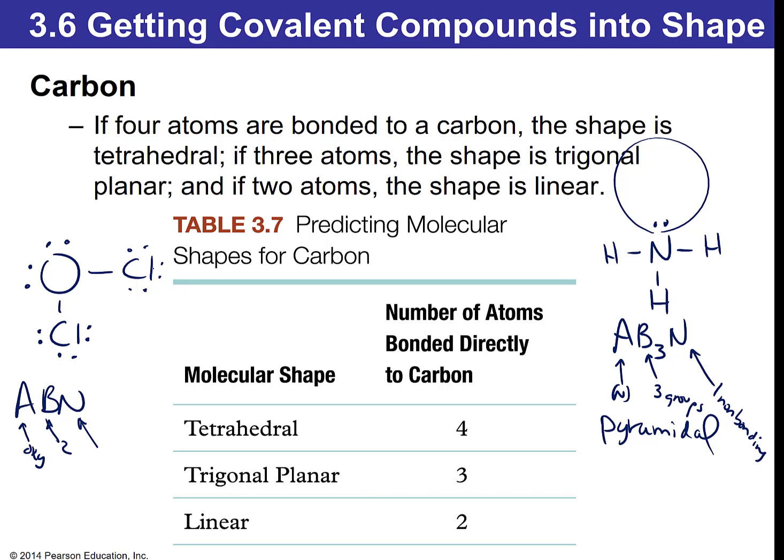It doesn't matter what's around the chlorine. It matters what's around the central atom. So when you do this, you're only looking at the one in the middle. If the oxygen's in the middle, it has 2 groups connected and 2 non-bonding pairs. So it'd be called AB2N2, and that is always going to have a bent shape.